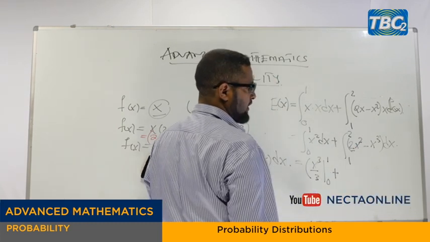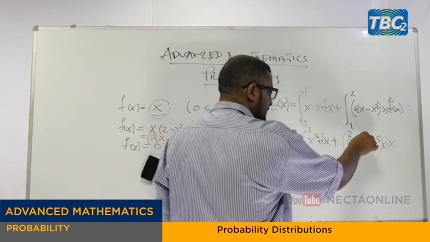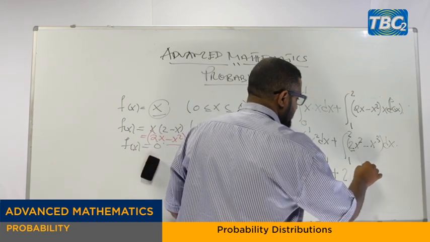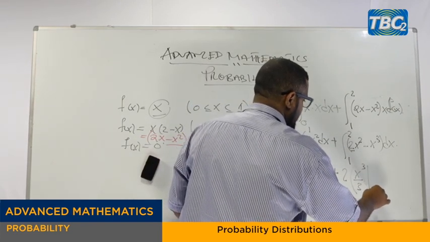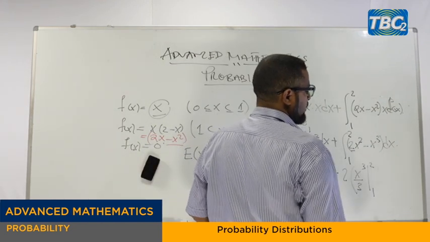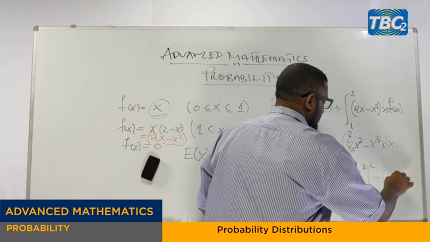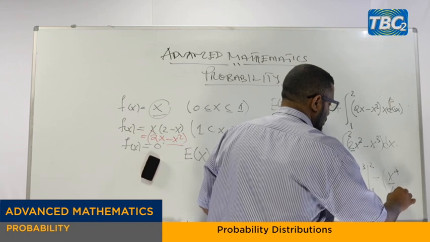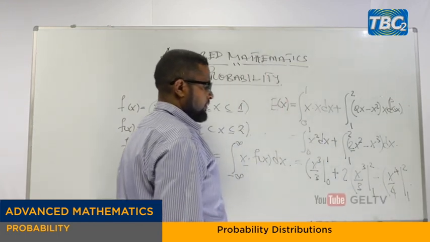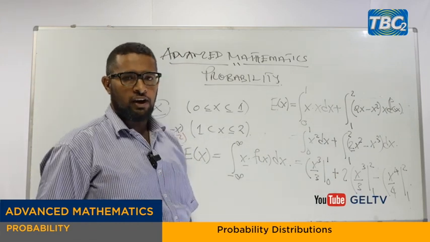This one is just a constant number. You can take it out: 2, then integrate x squared separately. You will get x to the power 3 over 3 from 1 to 2. This one is also a function, that of x to the power 3. It will be minus x to the power 4 over 4 from 1 to 2. Then from there, use your calculator and simplify.